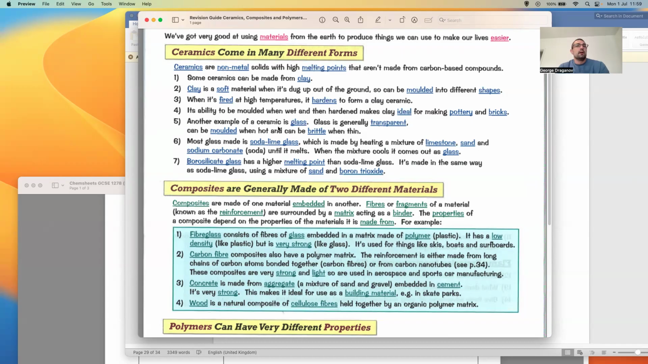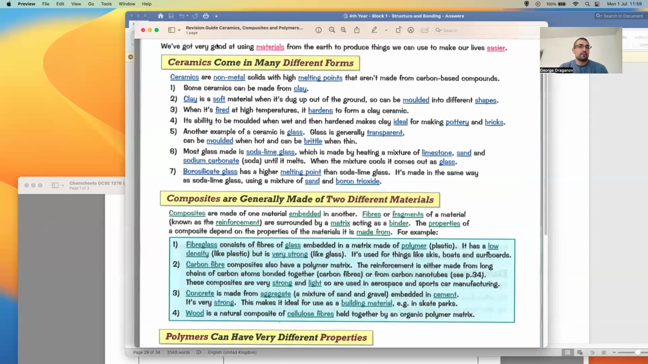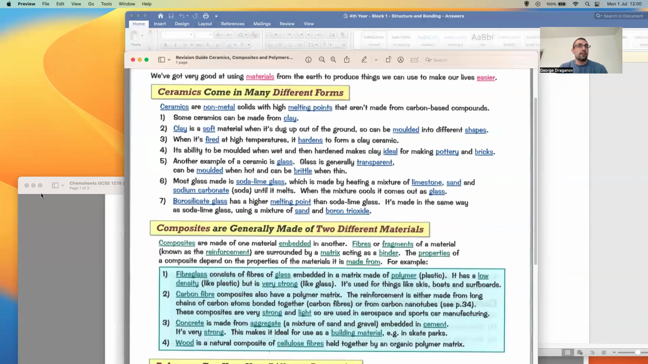Okay. Now, glass, theoretically, is a type of ceramic, okay? Glass falls under that topic because it's transparent, it can be molded, and it's brittle. And these are the two types of glass we already did. So glass is a type of ceramic. It's not a composite, it's a ceramic.